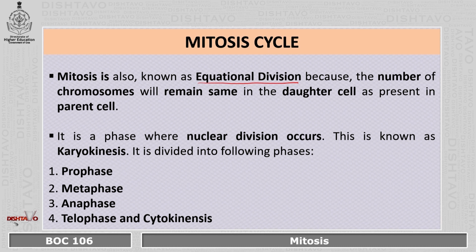It is a phase where nuclear division takes place, and this is known as karyokinesis. It is divided into the following phases: prophase, metaphase, anaphase, telophase, and this is accompanied by cytokinesis.